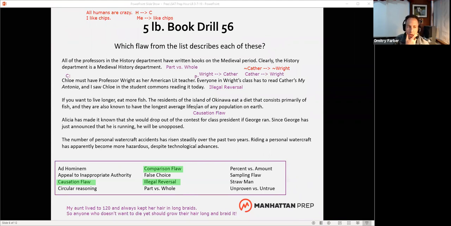Could someone still run against George? Maybe someone else is going to jump in. The head of Starbucks, George's twin brother, Alicia's twin sister. Could someone else run against George? All we know is Alicia's dropping out, right? So what kind of assumption is that? What kind of flaw? Hey, it could happen.